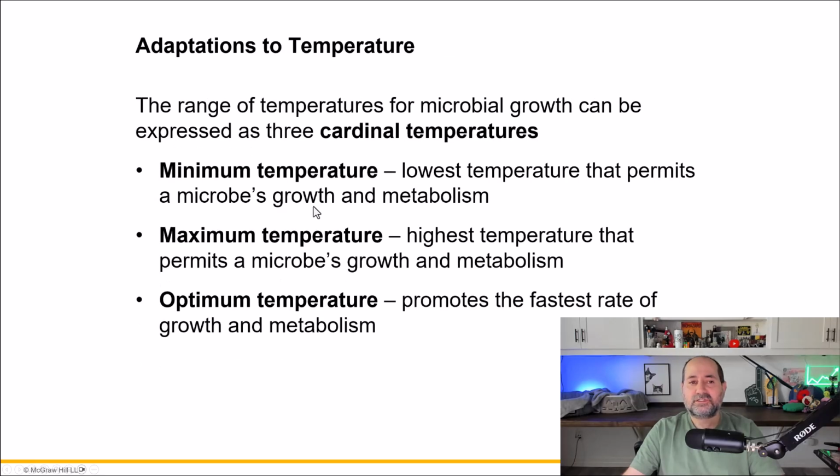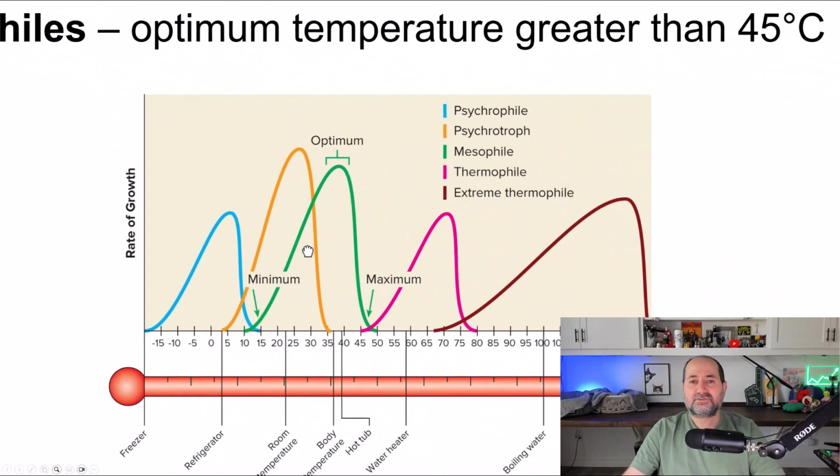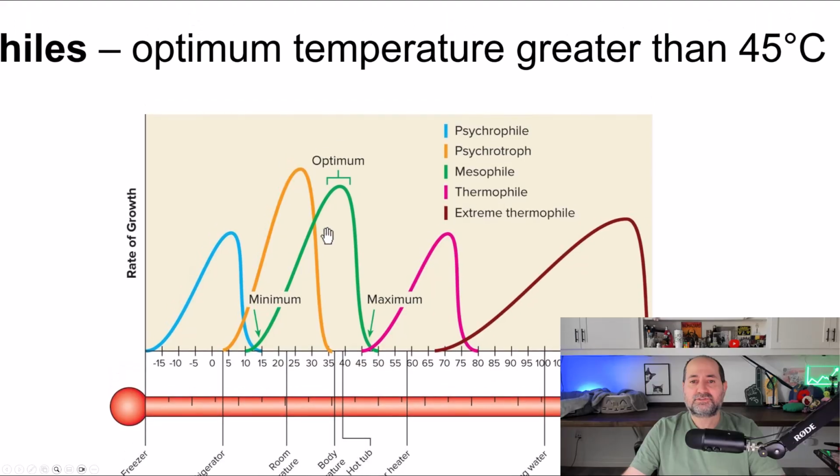Remember the cardinal temperatures: minimum, maximum, and optimum. And by the way, please know these organisms based on their temperature requirements or adaptations. You've got psychrophiles, which grow in the cold, psychrotrophs, which grow at about room temperature, mesophiles that grow at body temperature, thermophiles, and extreme thermophiles that grow in hot conditions.